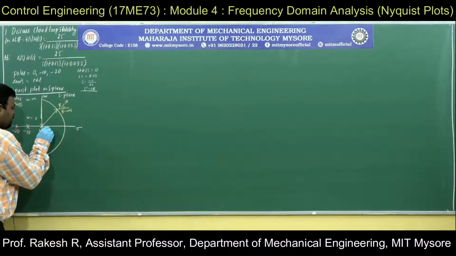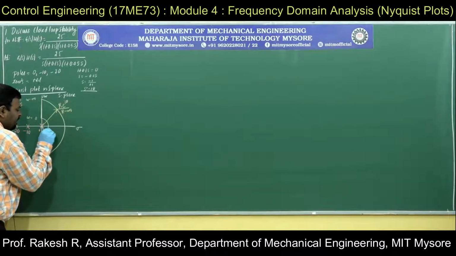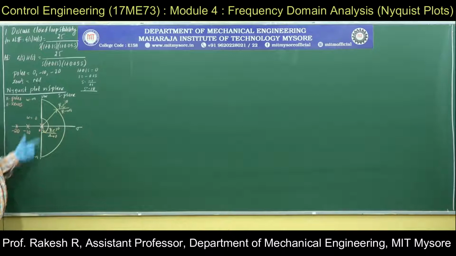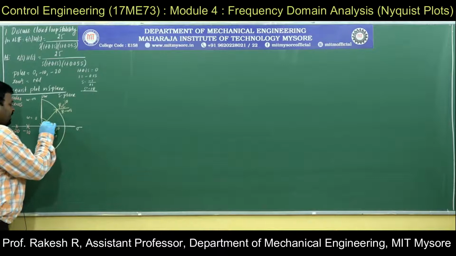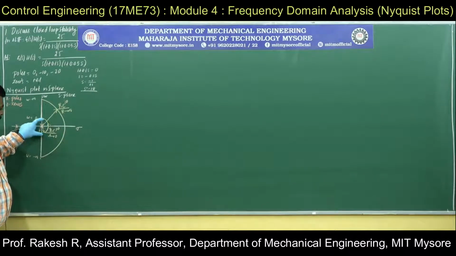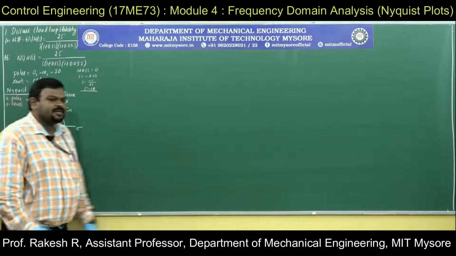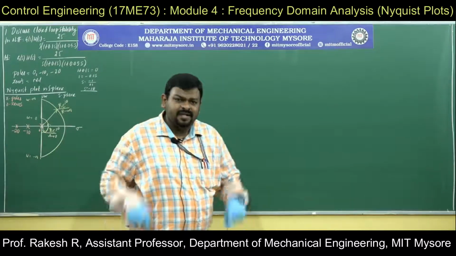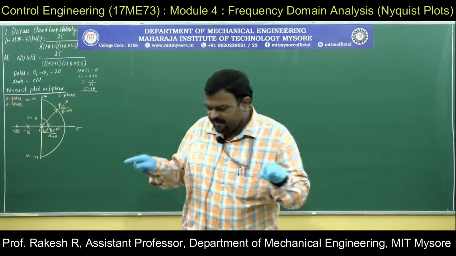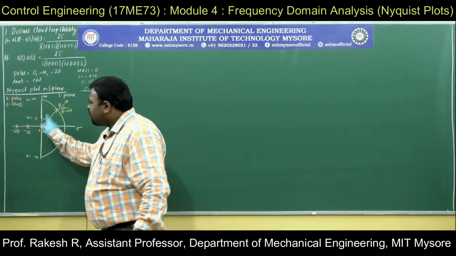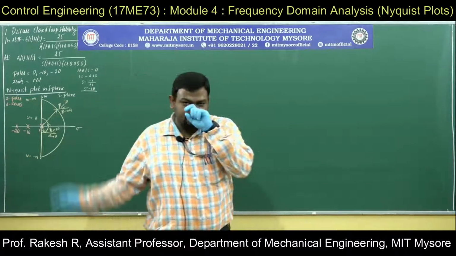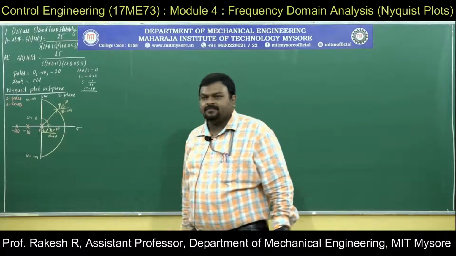Then again I will take a small bypass since there is a pole at the origin. This bypass will be infinitesimally small, so r tends to 0. This is the radius of that. Then this is the last segment, where I come back to 0. Why have I taken a bypass? Because there is a pole at the origin. There is another case, no pole at the origin. If there is no pole at the origin, you need not take any bypass. So these are the Nyquist contours in the S-plane.